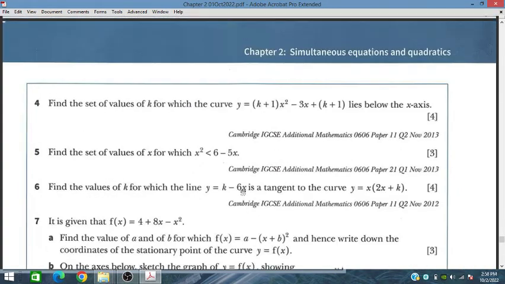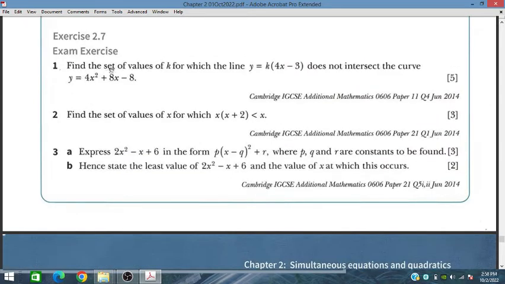So for 2.7 we have the set of values of k for which the line does not intersect the curve. So we have to find the value of k for which this line does not intersect the curve. We put the value of y here. This line equation will equate with this quadratic equation. So we will compare this and we'll have a single quadratic equation, and from there we will get the discriminant, which is less than 0. If the discriminant is less than 0, we will get these 5 marks.